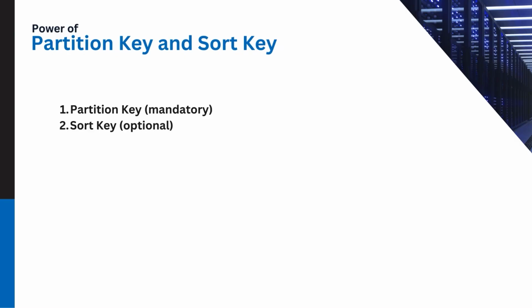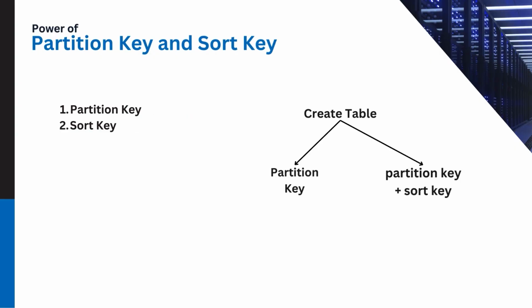In DynamoDB, when you are creating a table, the partition key is mandatory while the sort key is optional. This gives you two options for creating a table. You can create a table just with the partition key, which acts like a simple key. Or you can create a table with both partition key and a sort key, forming a composite key. Regardless of whether you are using a simple key or composite key, it must be unique in DynamoDB. This is why we refer to it as a primary key.